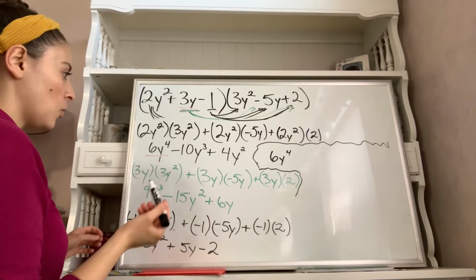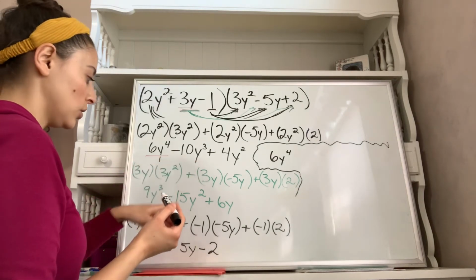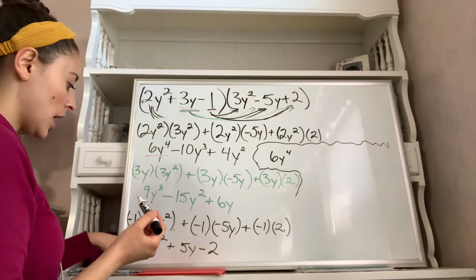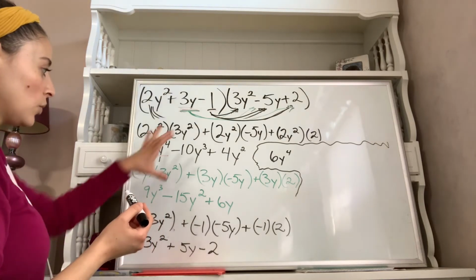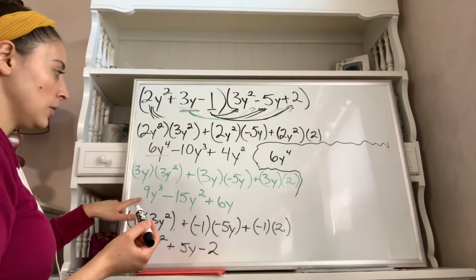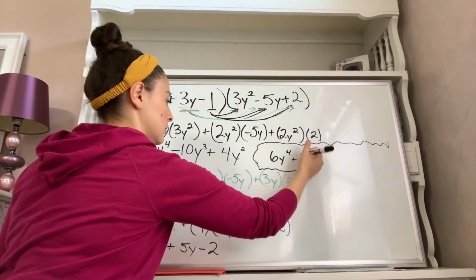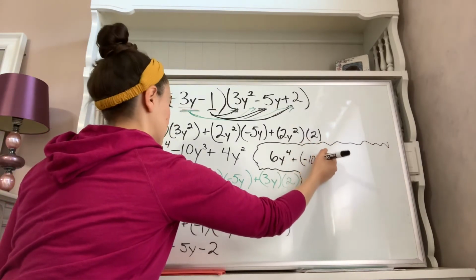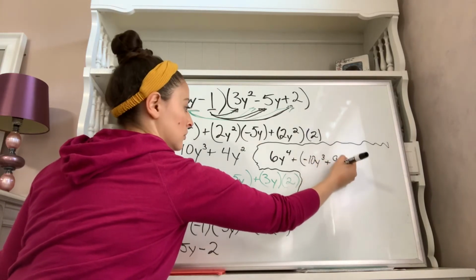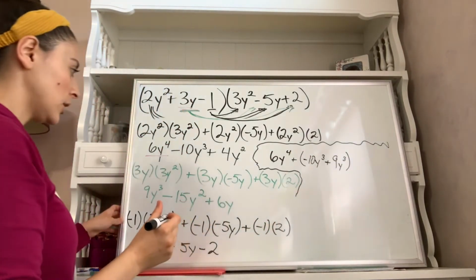Now let's look at our y cubed terms. So we have a negative 10y cubed. We have a positive 9y cubed. And we have no y cubed in this one. So we're only going to be combining a negative 10 plus 9. So a negative 10. Okay, that's our y cubed term.